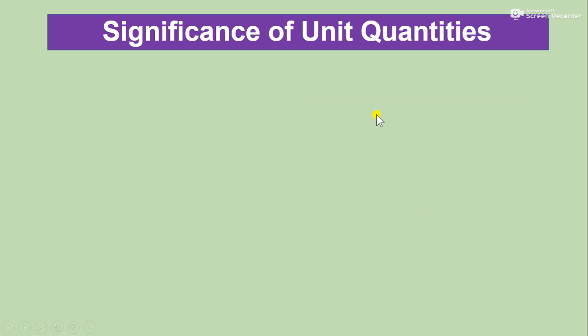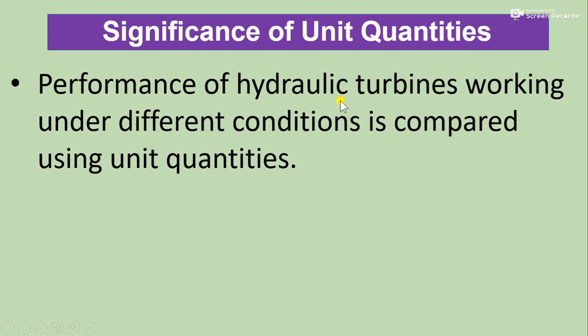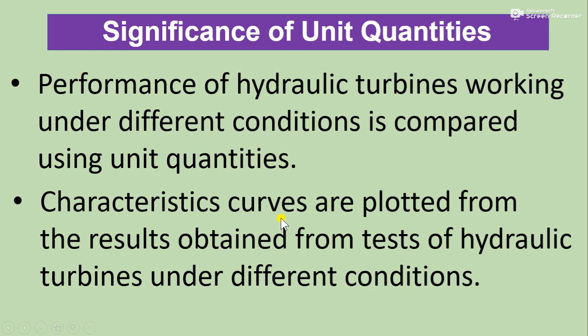Now we will see the significance of unit quantities, meaning their importance. We know that the performance of hydraulic turbines working under different conditions is compared using unit quantities. Characteristic curves we will see in detail in a separate video; here we are discussing briefly. Characteristic curves are graphs plotted from the results obtained from tests of a hydraulic turbine under different conditions. The conditions we have seen are discharge, head and speed.